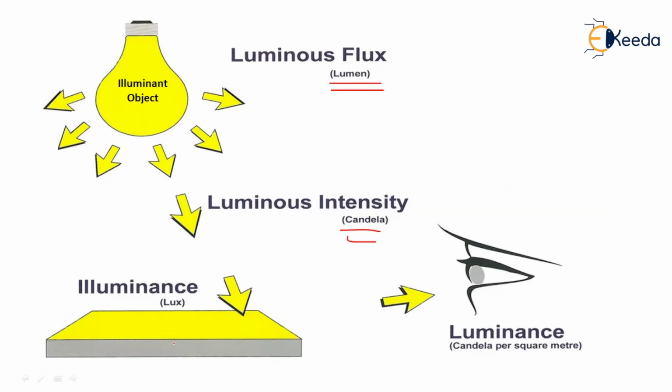So the illuminance of this surface is measured in lux. It is the quantity of energy in the form of light falling on the said area. The more powerful the illuminant object, the more the illuminance for that area, because if the area and the object are kept the same and the power of this bulb is increased, obviously the illuminance increases. And what we see through this illuminance is your luminance, that is candela per square meter.